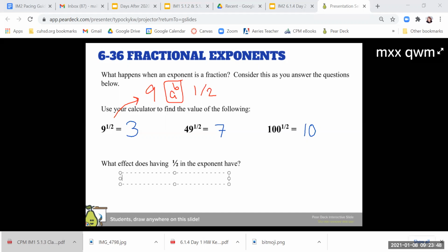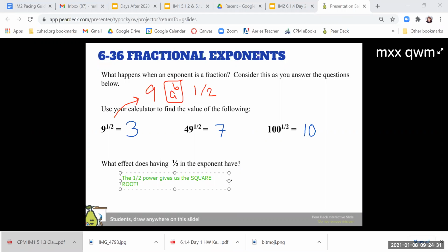So I'm taking a look at your answers here. So let's go ahead. Does anybody know? You want to put it in the chat? So yes, it's a square root. So we're going to go ahead and type the 1/2 power gives us the square root of the number.